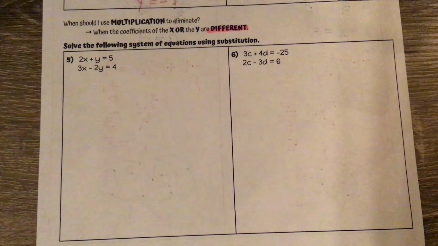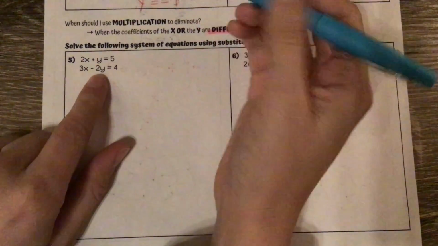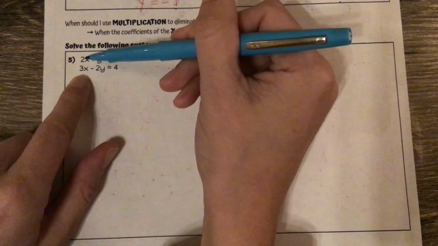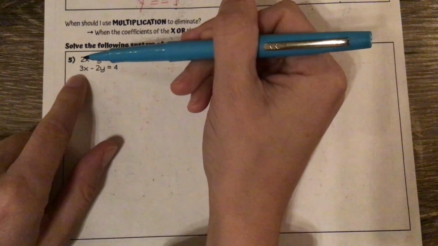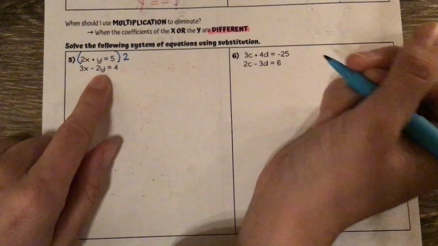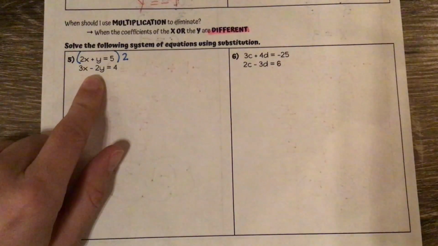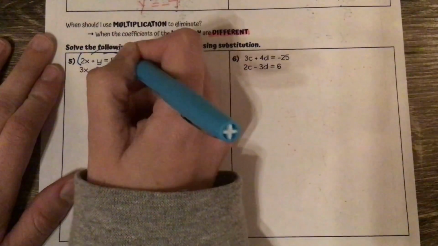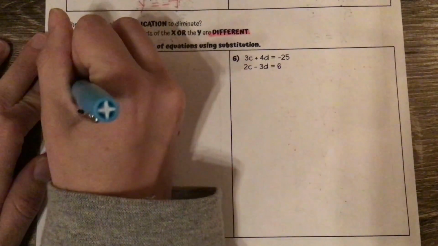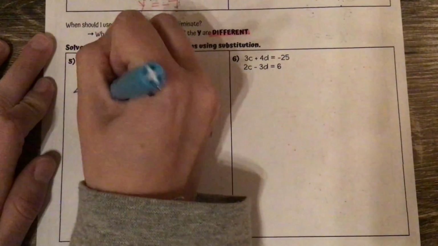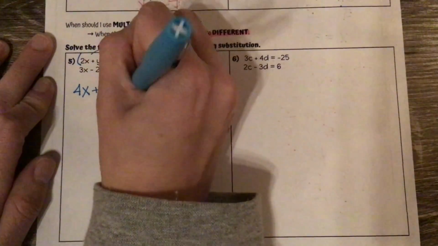You can do it many different ways. I always try to find the easiest way. So in this one, I'm actually going to make my y's the same instead of x's, because with x's I would have to multiply both equations. But my y's, I technically only need to multiply this top equation by 2 to get it to be the same as the other one. So when you are multiplying, make sure you're distributing that 2 to all values. So 2 times 2x is 4x. 2 times y is 2y. And 5 times 2 is 10.